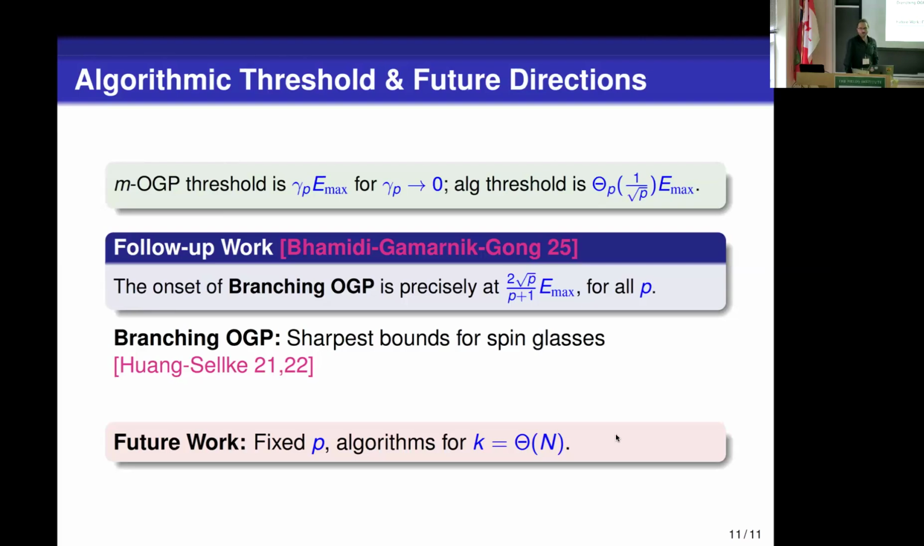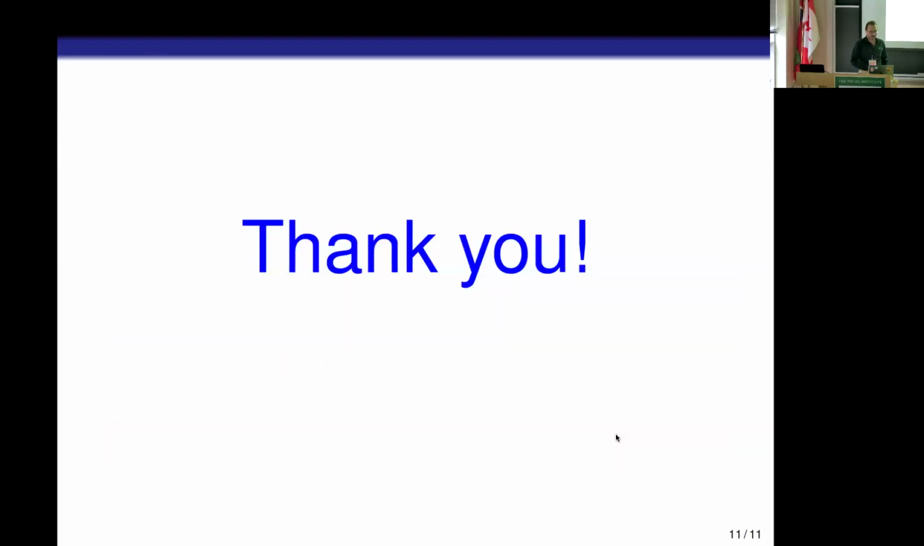I want to say some future works in case you're interested. So fixed p, my colleagues in the statistics community are really interested in this. Everything uses this large p and correlation decay. Fixed p is something I don't know how to do, as well as algorithms when k is theta. So here you're genuinely in the spin glass regime. So that's all for this one.